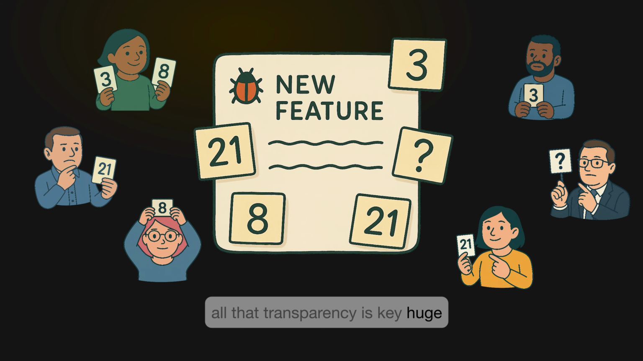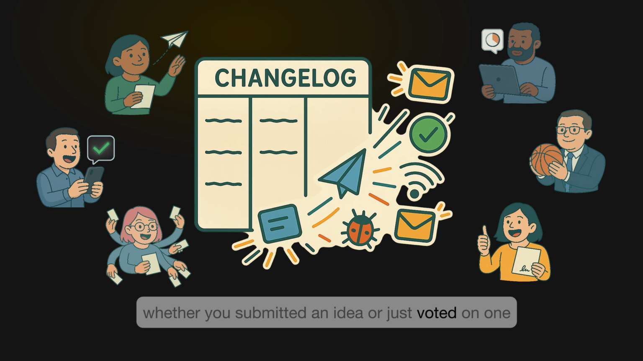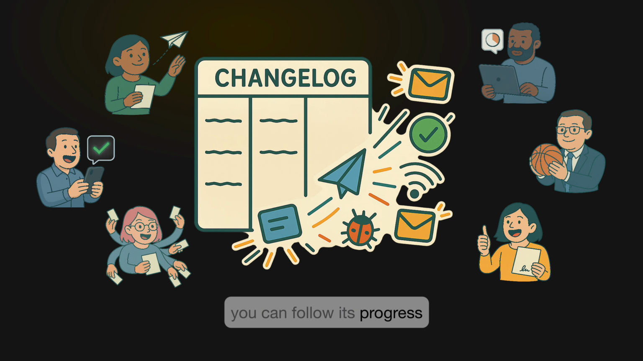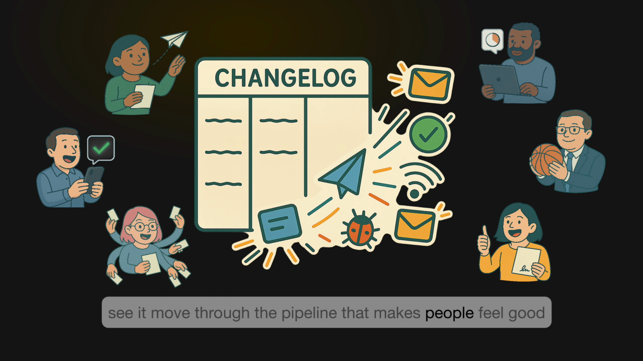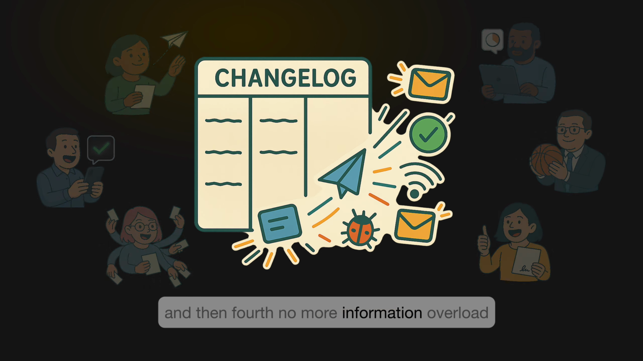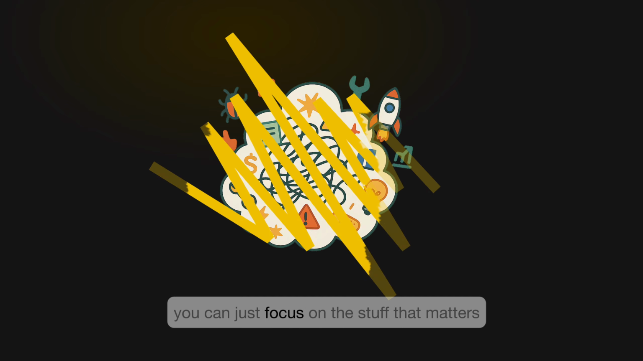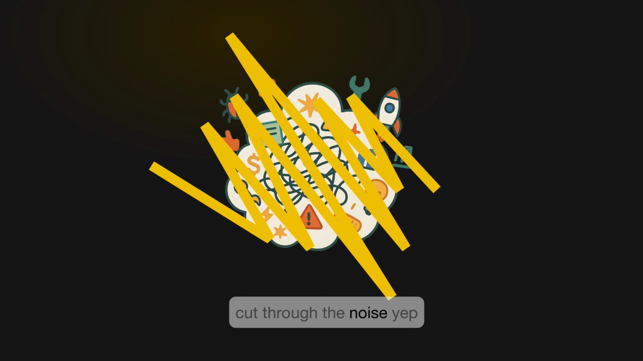Transparency is key. Third, you see how your feedback actually makes a difference. Whether you submitted an idea or just voted on one, you can follow its progress and see it move through the pipeline. That makes people feel like they're being heard. And fourth, no more information overload. You're not drowning in emails and messages. You can just focus on the stuff that matters and cut through the noise.